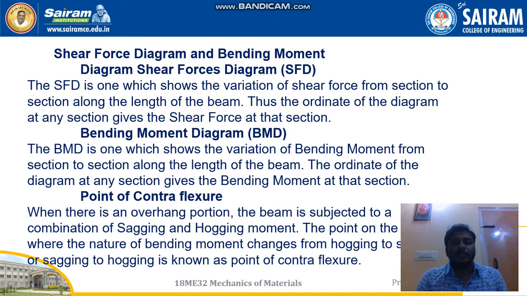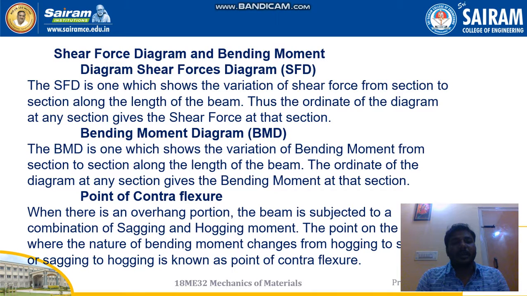The shear force diagram shows the variation of shear force from section to section along the length of the beam. Thus, the ordinate of the diagram at any section gives the shear force at that section. The shear force diagram gives the variation of shear force from one section to the other, depending upon which type of load is acting at that particular section along the length of the beam. This is what we consider as a shear force diagram.